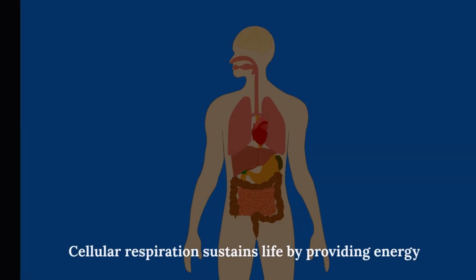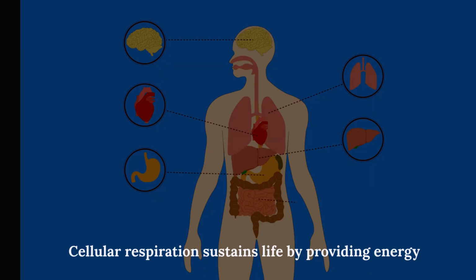Cellular respiration is crucial for sustaining life. It provides energy for every activity that sustains life. In humans, it maintains homeostasis by supplying energy to organs and tissues. In plants, it complements photosynthesis, using glucose for growth and repair. Without it, life would not be possible.